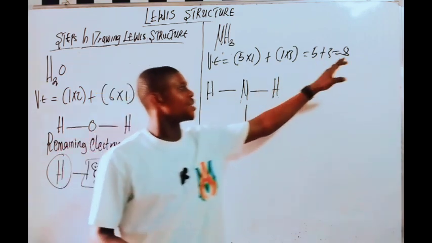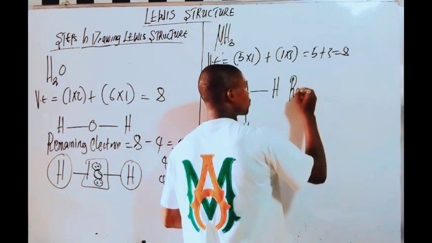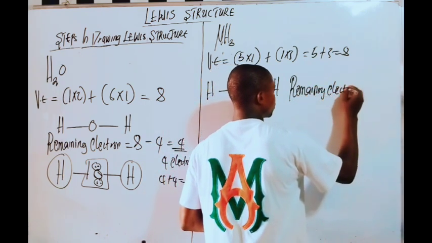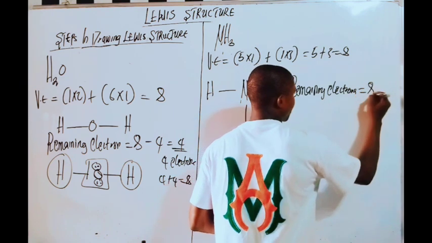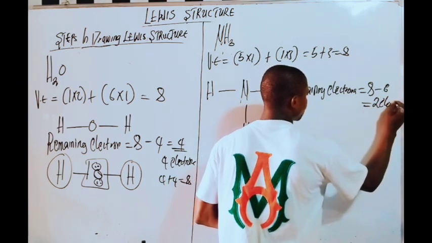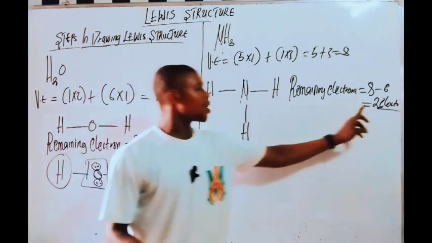Now out of the 8 electrons, I've used 6 electrons. So my remaining electrons is 8 minus 6, which is 2 electrons. So now, where will the 2 electrons go?